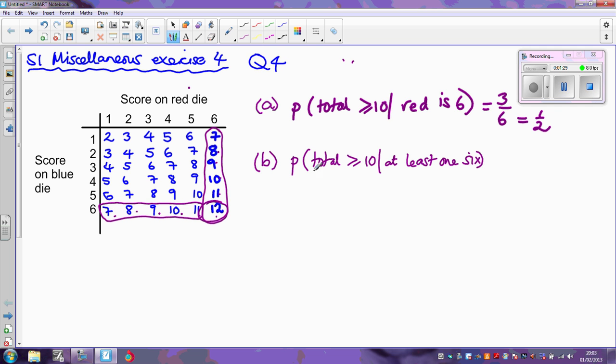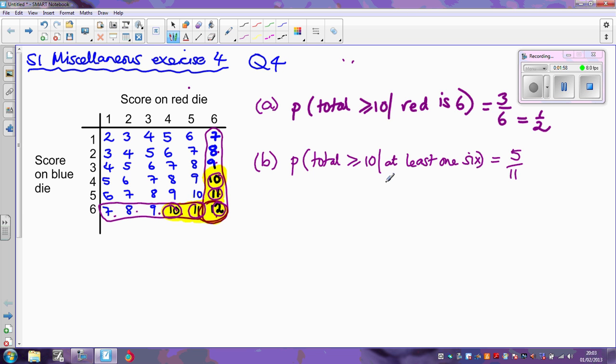So if we look at all of these, let's look at how many of those show a total score of at least 10. If I just highlight those, a total score of at least 10, well, we've got this one, and also these 3 here. But again, you've got an overlap. So the probability that the total score is at least 10, given that there's at least one 6, is these 1, 2, 3, 4, 5 out of the 11 different possible outcomes.